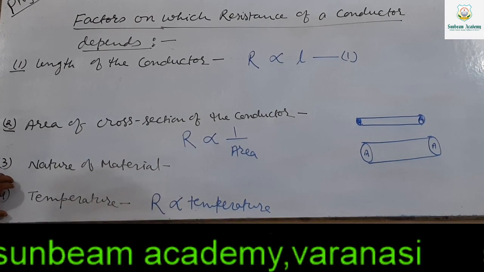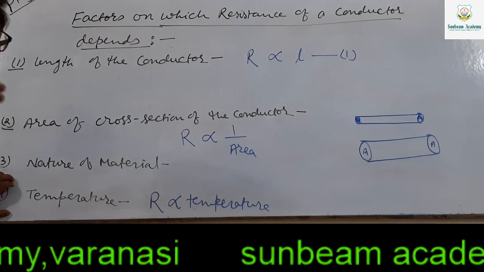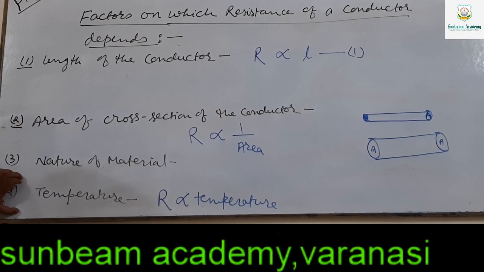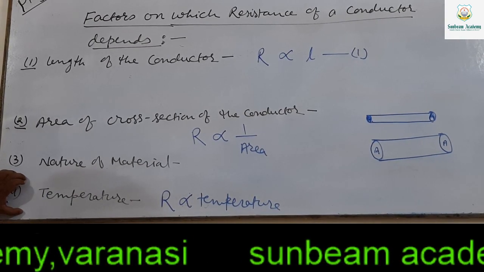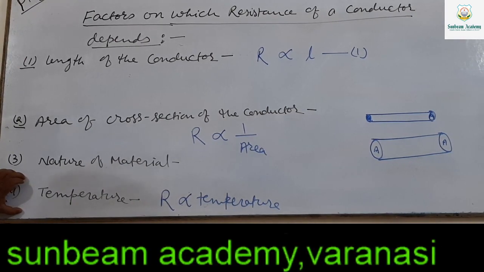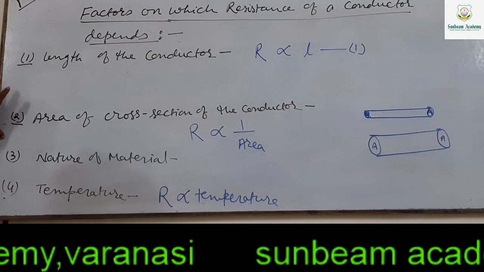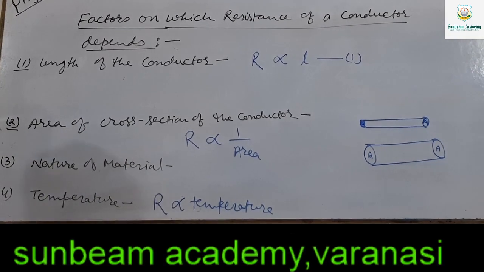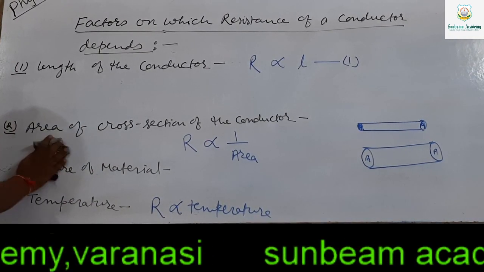Now the temperature, how does the temperature affect the resistance of the conductor? Resistance of the conductor is directly proportional to the temperature of the conductor. If the temperature is more, resistance of the conductor is more. If the temperature is less, the resistance of the conductor is less. Now for a derivation, we will consider these two factors. We are not considering the temperature and nature of material. Now let us see the derivation based on first and second part.